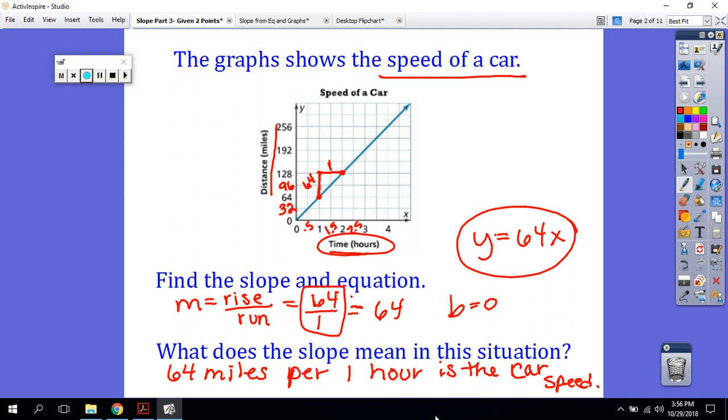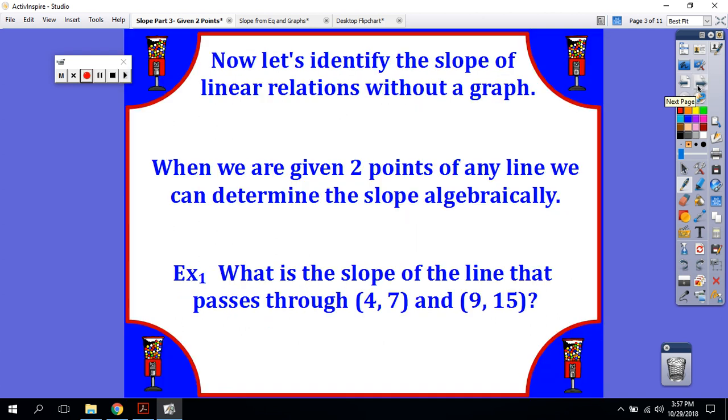All right, you should have this all filled in and written down. Any questions on how to do the ones that they give you a graph that only shows you quadrant 1? You still use rise over run anytime you have a graph, okay? All right, now what do we do if we don't have a graph?